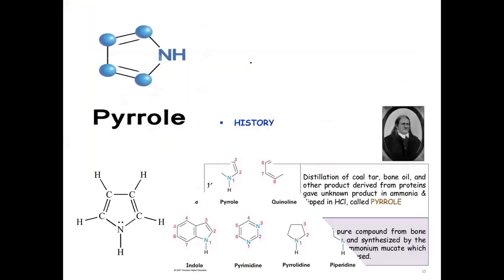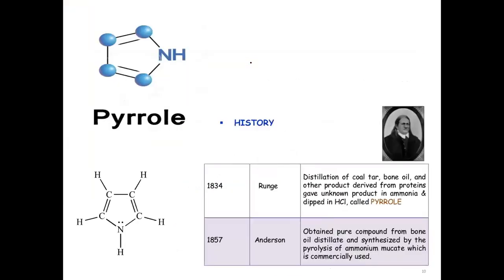Okay, in this chapter we are going to learn about 2 heterocyclic compounds. First one is pyrrole and second one is pyridine. Okay, so let's begin with the pyrrole.